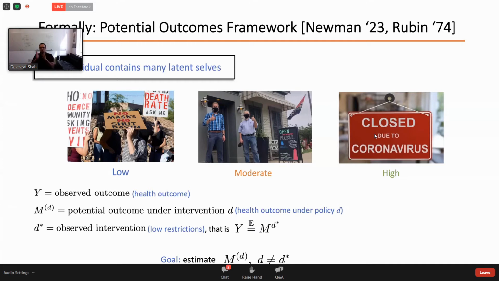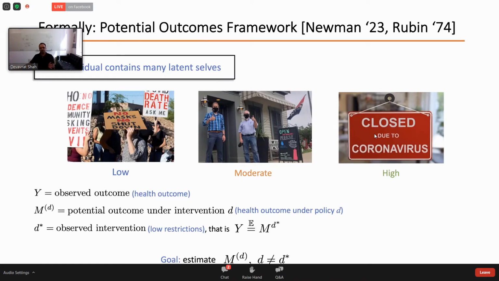And M sub D over time can represent, as we'll see in a second, a matrix of observations with rows corresponding to countries and columns corresponding to time. D star is a specific intervention, in the context of United States low restriction, that we observe, or rather it's applied. And that means that the observed outcome would be effectively a random variable Y, maybe in some distribution, that has a relation in expectation to the true potential outcome of interest. And of course, the goal is to estimate M sub D for all D not equal to D star. Because for D equals D star, we're observing through expectation, then maybe we want to denoise it as well.